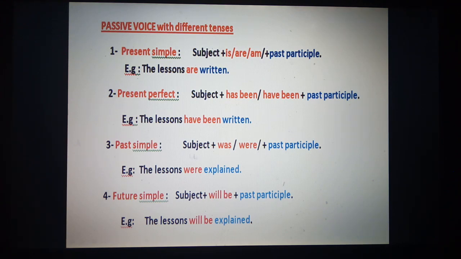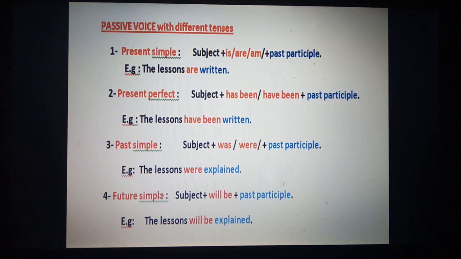Past simple, you give the past form of the verb to be: was or were. I, he, she, it was. You, they, we, were. So the subject plus was or were plus past participle. The example, the lessons were explained. In the singular, you could say the lesson was explained. And here you've got the plural, so you say were explained.